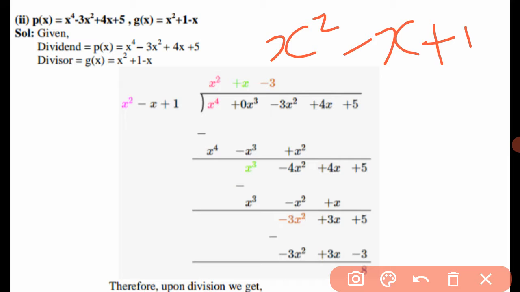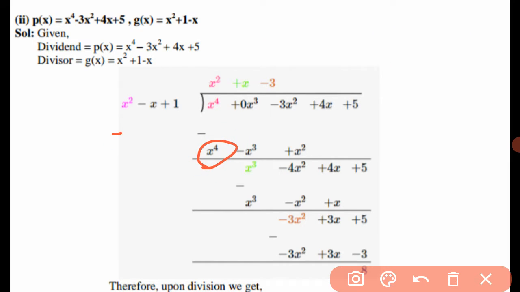So by using the same way, first this x power 4 will be divided by this x square, so it will be x square, then x square will multiply by this x square, so it will be x power 4. By using the minus sign we will cancel it. Now x square will multiply by minus x, so it will be x cube. By putting the minus sign it will be minus x cube. Then x square will multiply by 1, then it will be plus x square, so we will write plus x square here. Now by solving it, this will become x cube, and it is minus 4x square, and it is plus 4x, and it is 5.